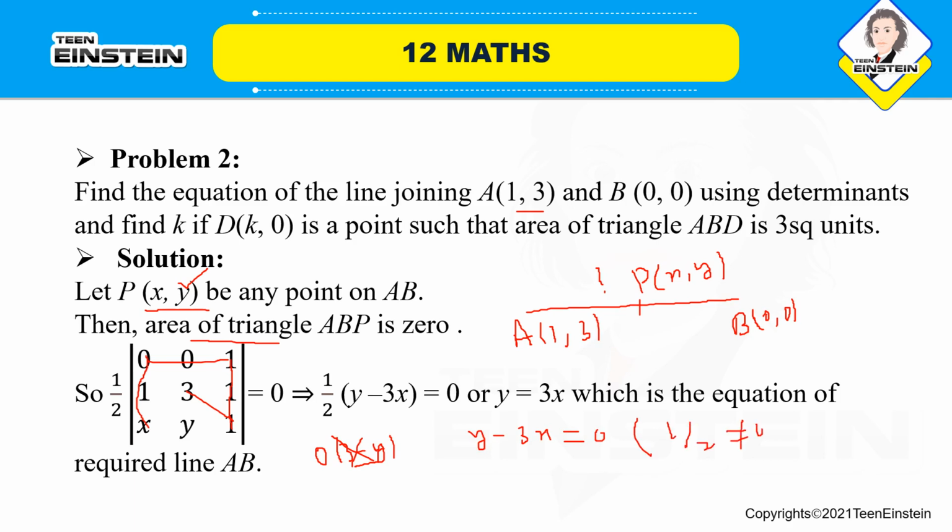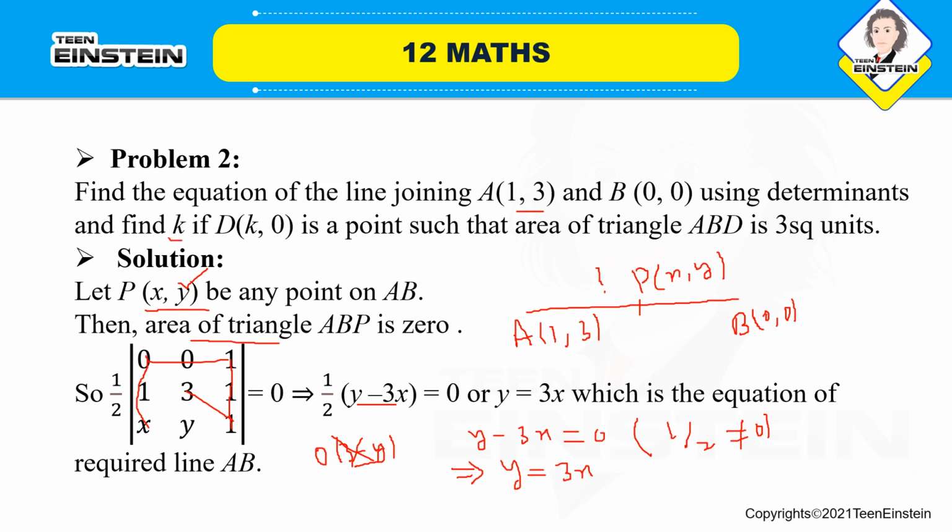1 by 2 is not equal to 0. This is non-zero. That cannot be 0. So what is the possibility here? y minus 3x is 0. So y minus 3x equal to 0 means y equal to 3x, which is the required equation of the straight line AB. So we have got the equation of the straight line joining the 2 points A of 1 comma 3 and B of 0 comma 0.